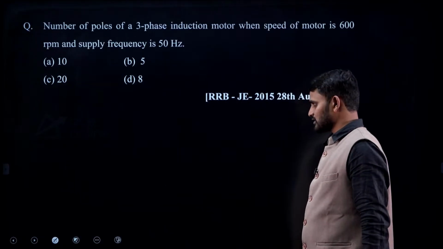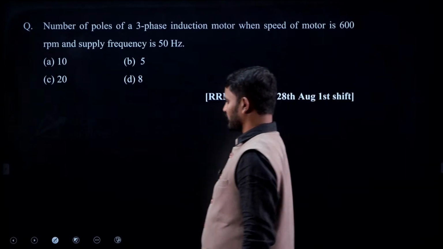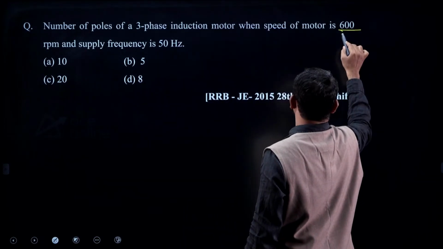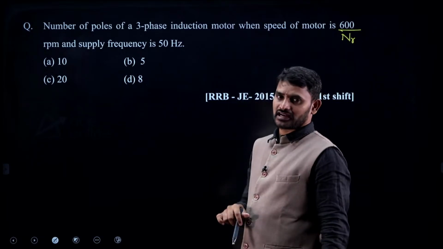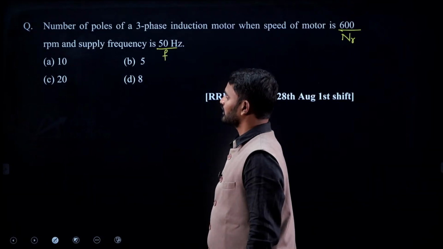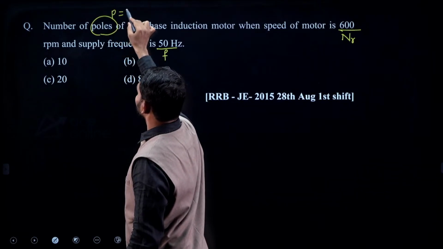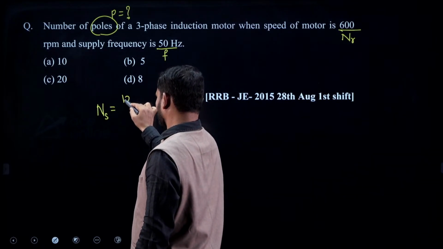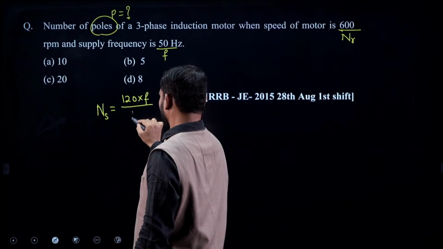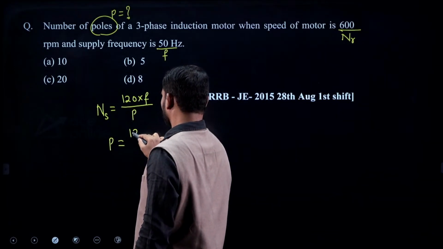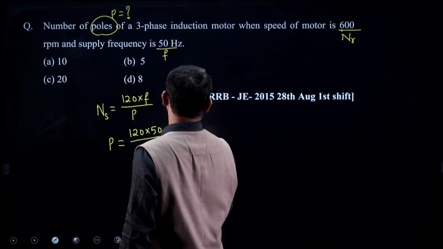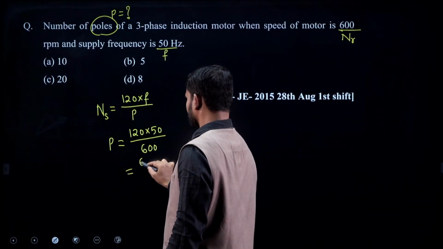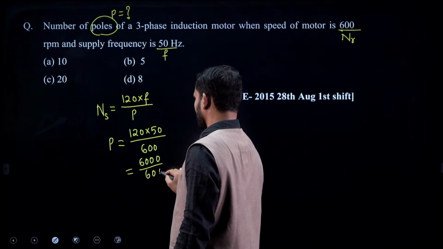Alright. So these are the questions which were asked in RRB. Let's have a look at one more question. The number of poles of a 3-phase induction motor when the speed of the motor is 600 RPM. Remember, the speed of the motor is 600 RPM and supply frequency is 50 Hz. He is asking the number of poles. So if you take the formula, Ns is equal to 120 into F by P. So P is equal to 120 into 50 divided by Ns. If you substitute Ns as 600, the numerator is 6000, the denominator is 600, you will get 10.